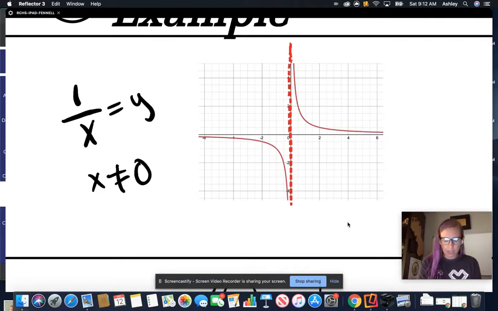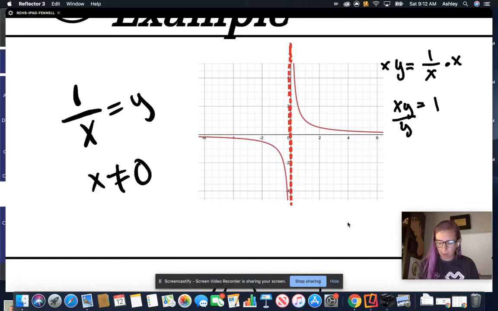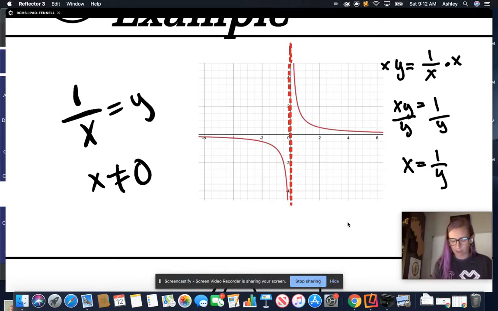And then also, if we have y equals 1 over x, and I wanted to resolve that equation for x instead of y, I would multiply by x on both sides, and I'd get xy equals 1, and then I'd divide by y, and I would get x equals 1 over y. Therefore, we have another problem. We can also not have a value of y that is 0. So y is not allowed to be 0 either.